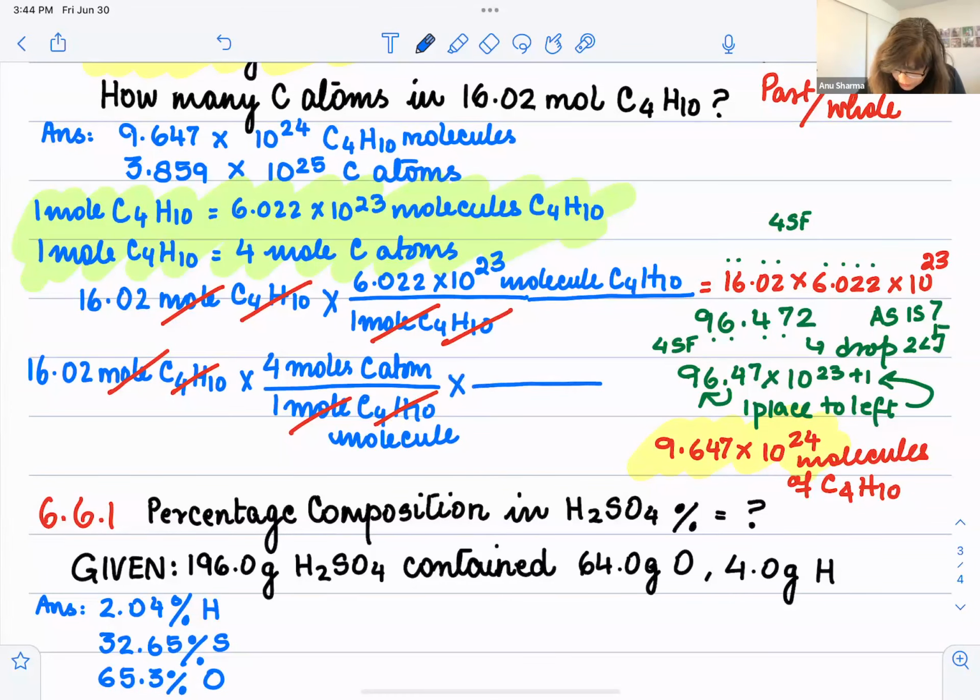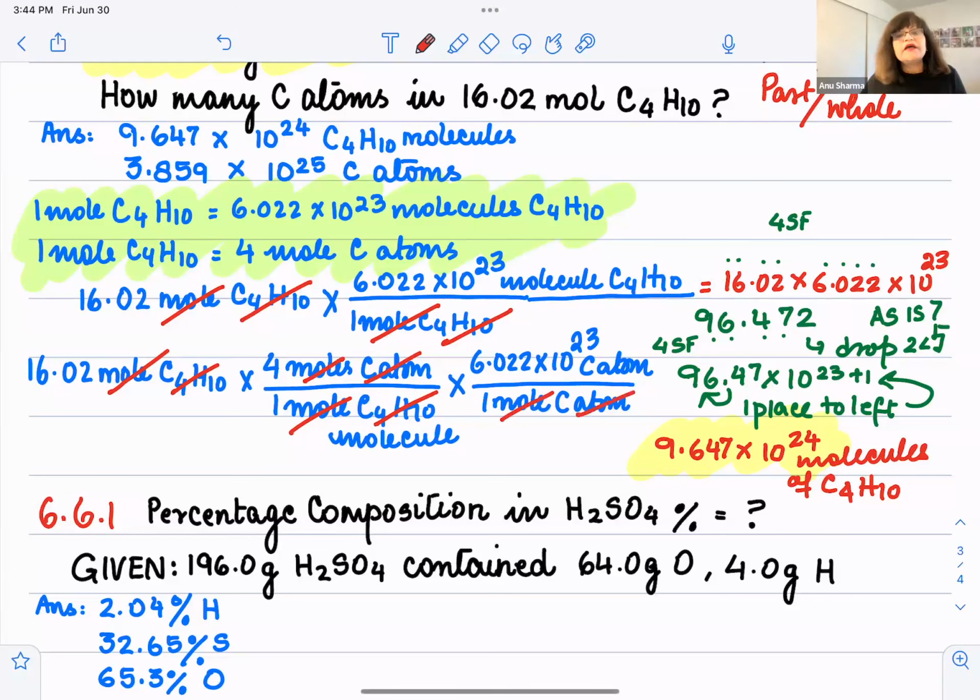we can convert it into atoms. So we know that 1 mole of carbon atoms is 6.022 into 10 to the power 23 carbon atoms. Okay, so here we see that the moles of carbon atoms and the moles of carbon atoms cancel out, and you're just left with the atoms of carbon. So let's do this again.